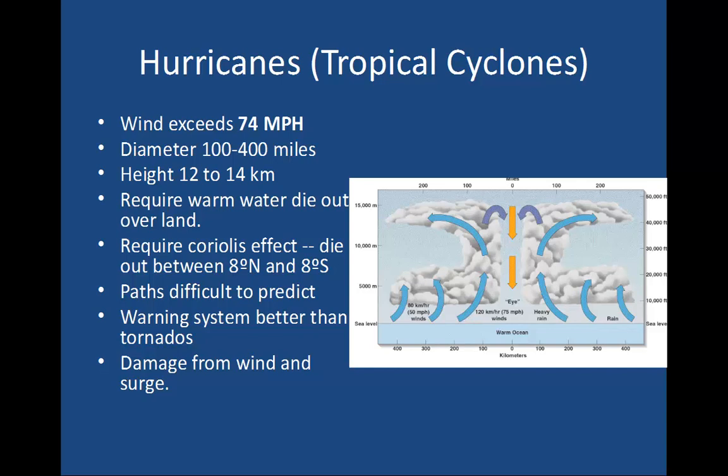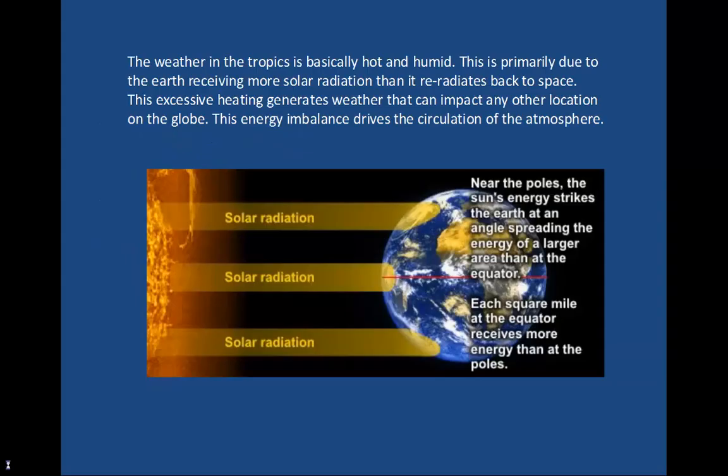The main characteristic is that they require this warm water to form, and then they die out as they move over land. All of these hurricanes rotate, and they rotate as a function of the Earth spinning and causing this Coriolis effect. Paths of hurricanes are difficult to predict, but our warning systems are getting better every year. The worst damage from hurricanes occurs from wind and storm surge, but there are a couple of other interesting characteristics that we can talk about.